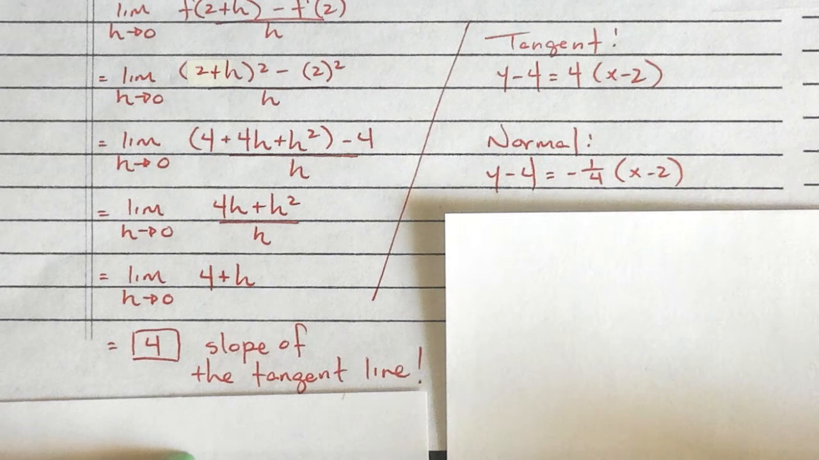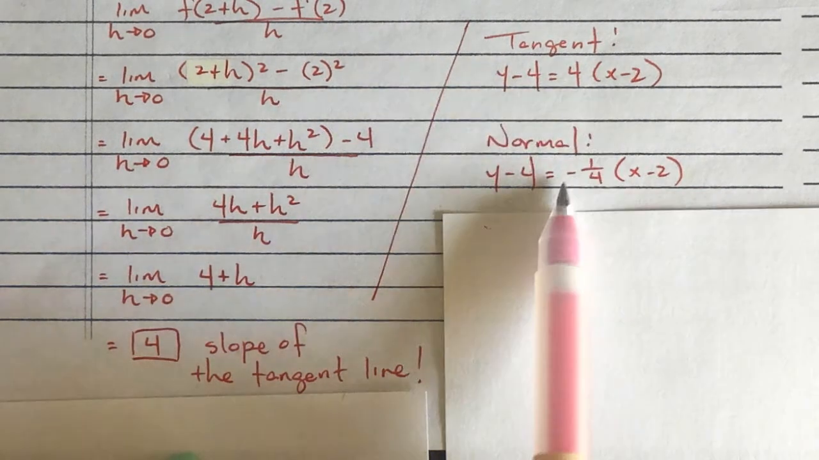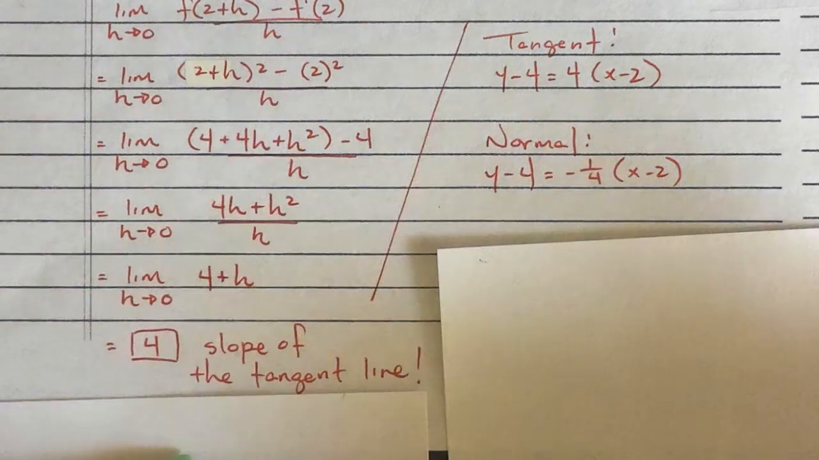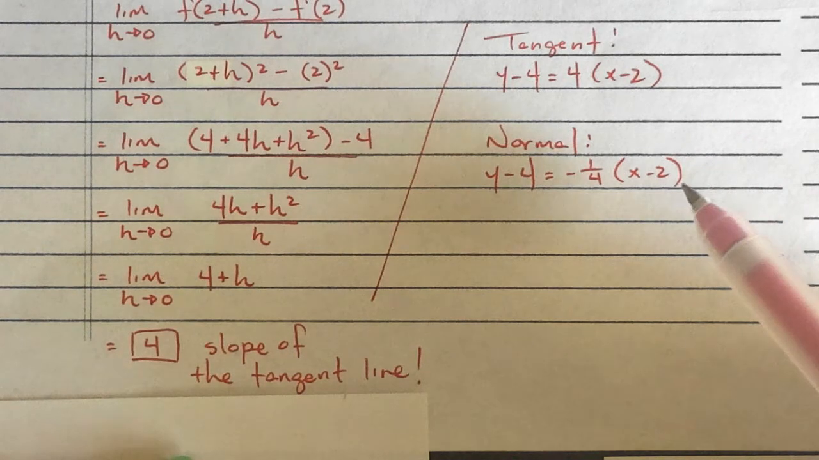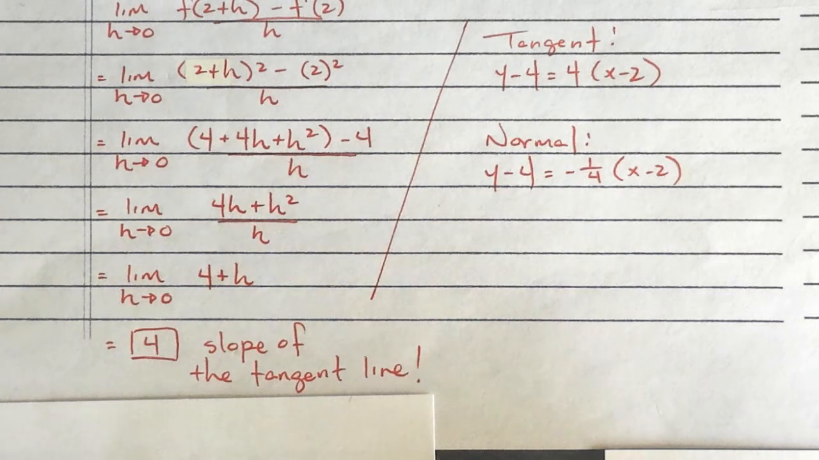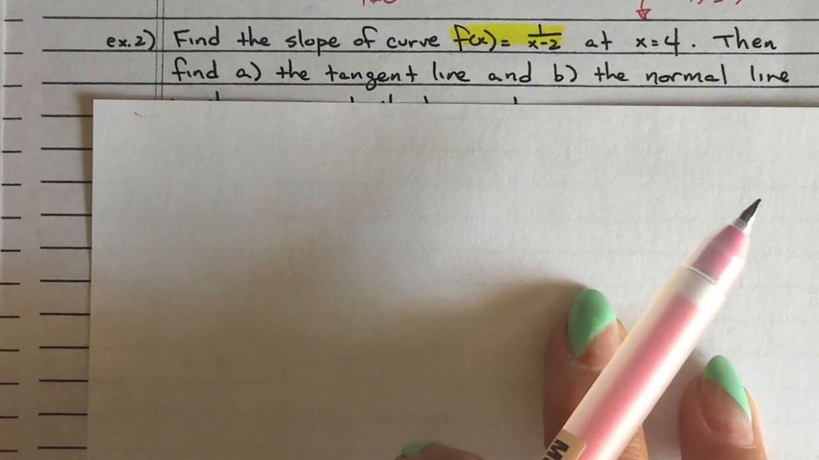And then my normal line is exactly the same thing, except normal lines are perpendicular, so I have a perpendicular slope, right? So I have 3 answers. This one, tangent line, normal line. Okay, we're gonna try again. So number 2, it says find the slope.